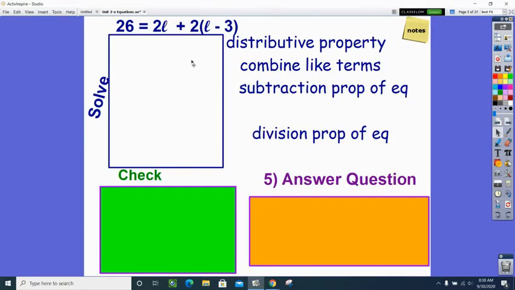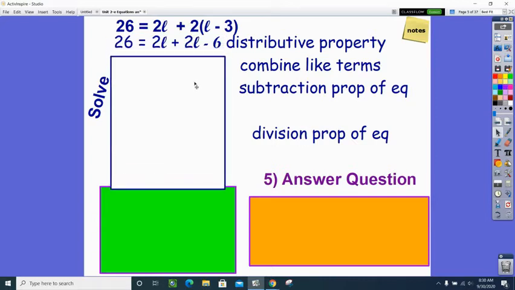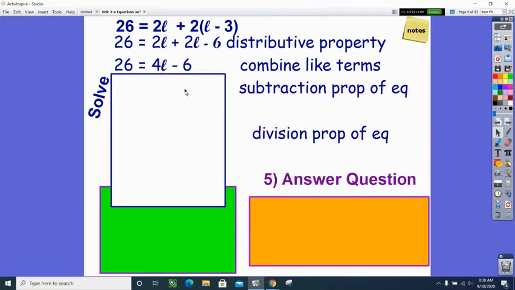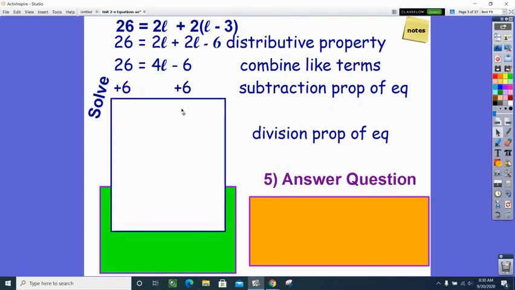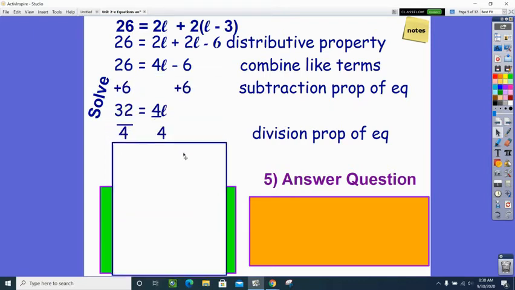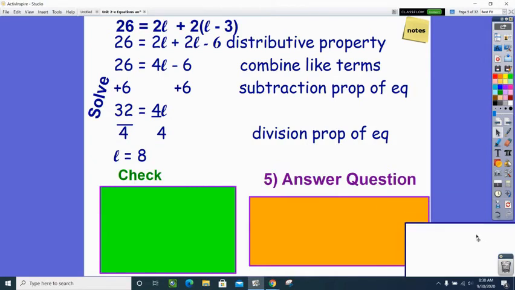So here's my equation, and I'm going to do the distributive property. Don't forget to distribute to the second piece. Don't forget that a positive times a negative is a negative. I'm going to combine my like terms, then it's a 2-step equation: add 6, divide by 4, and I get a length of 8. And the question is, 8 what?